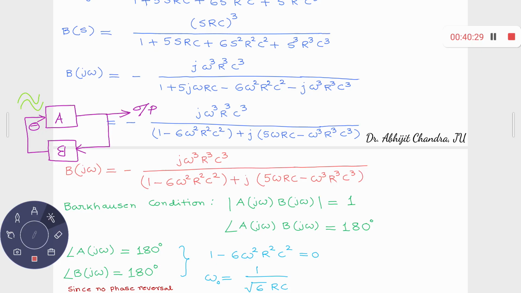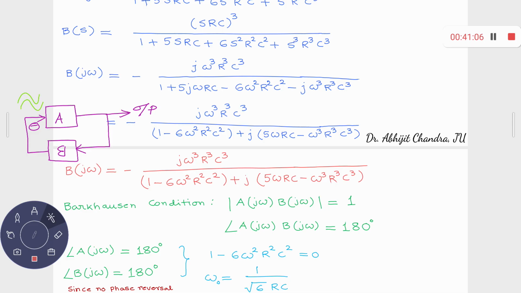Otherwise, if you just get rid of this, then the loop gain is equal to unity: unity gain, no phase difference, no gain, no attenuation. That is the concept. So already we know that this A of jω in our case, since we have considered this common emitter amplifier, is equal to 180 degree. Therefore, in order to ensure there is no phase reversal, this B of jω has to be equal to 180 degree.